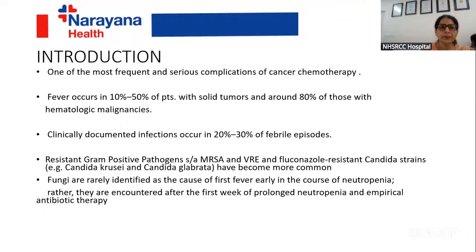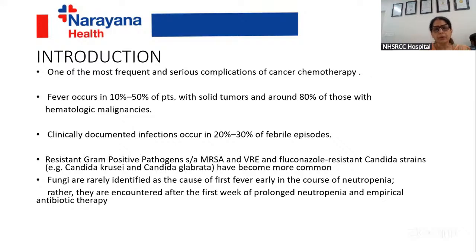So when we talk of febrile neutropenia, it is one of the most frequent and serious complications of cancer chemotherapy. It usually occurs in 10 to 50% of children with solid tumors and in 80% of those with hematological malignancies. But clinically documented infections occur only in around 1/3 of these children. So you may not find a focus in approximately 2/3 of these children.